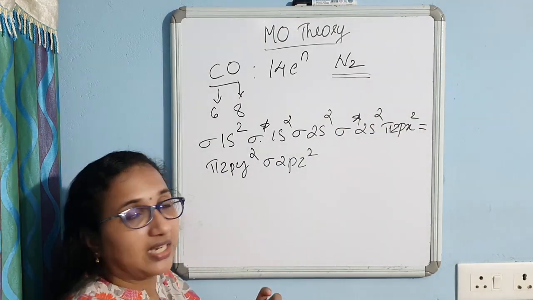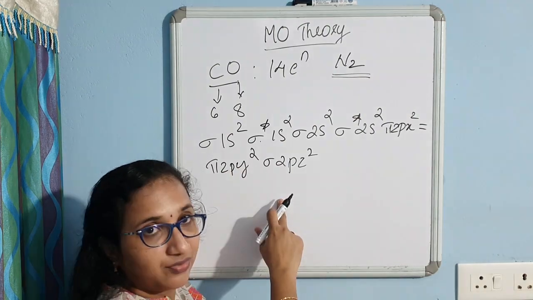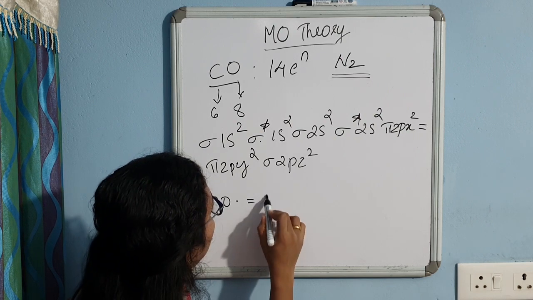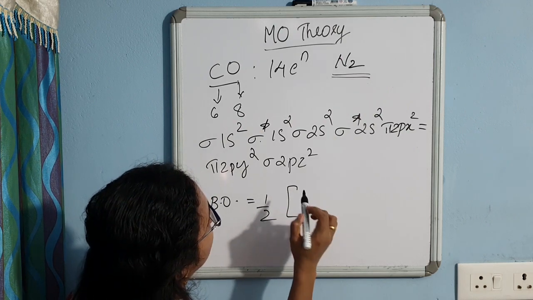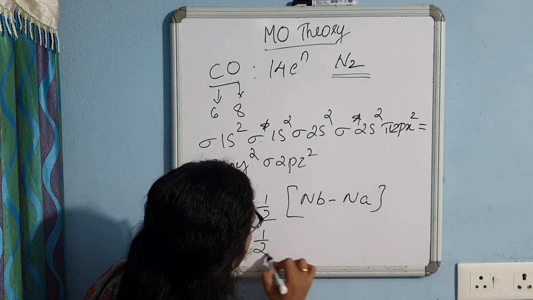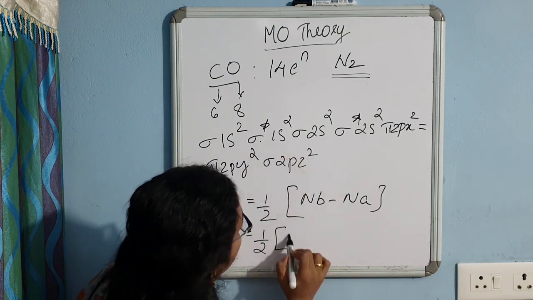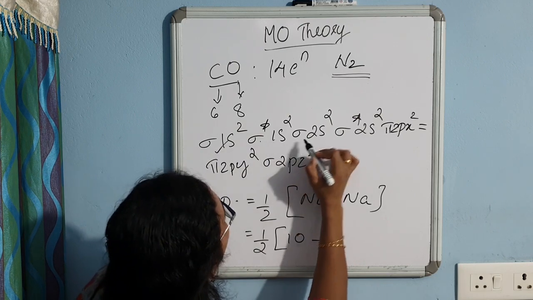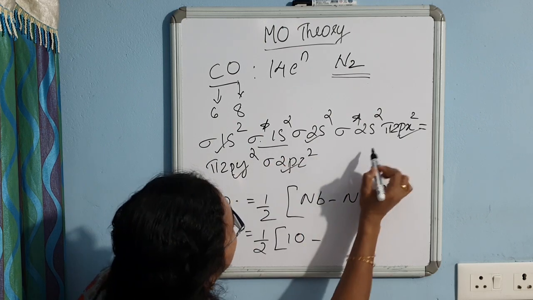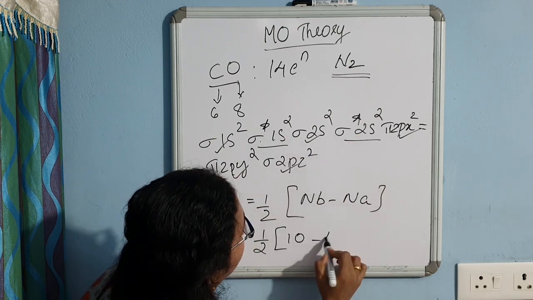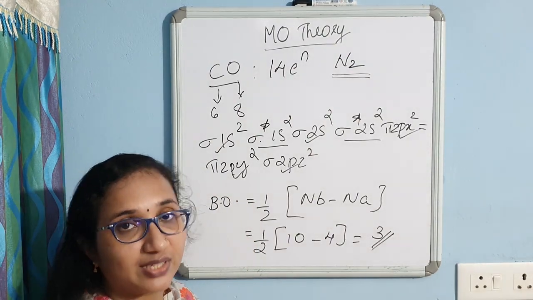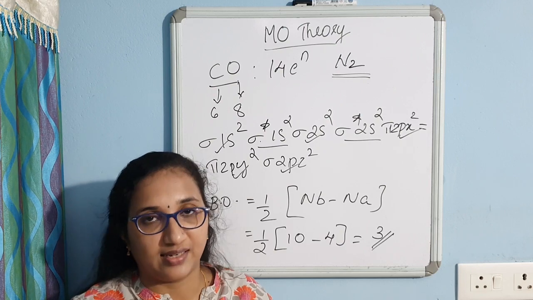So the MO configuration of carbon monoxide is the same as that of nitrogen, and so bond order and everything will be the same as that of nitrogen. Half into the number of electrons in bonding molecular orbitals minus that in anti-bonding. We have 10 electrons in bonding, that is 2, 4, 6, 8, 10, minus 4 electrons in anti-bonding, 2, 4. So bond order is 3. That means there is a triple bond connecting carbon and oxygen atoms.